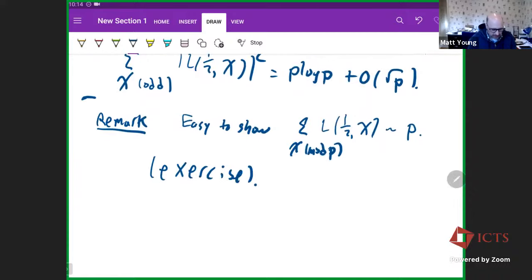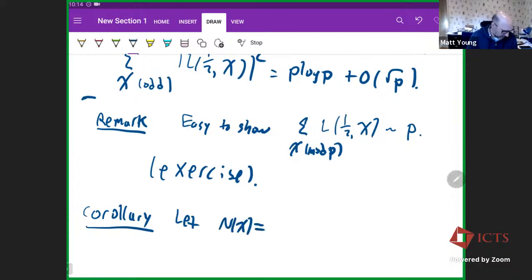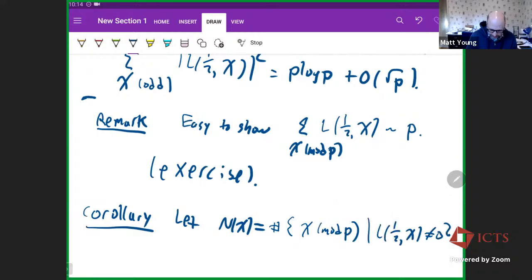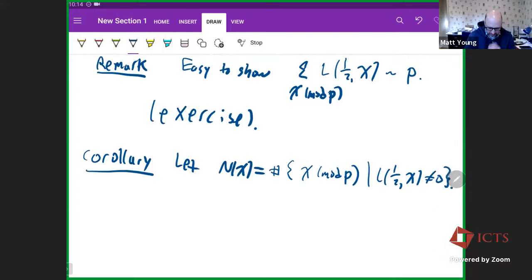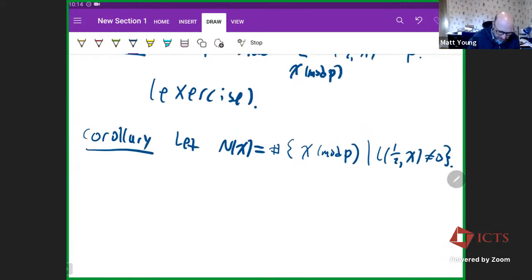This is a good exercise if you've never played around with the approximate functional equation before. But then I'll finish with the following corollary, which we can think of as an application of moments. I've been talking about moments, but I haven't said much about why we care or what they're good for. One thing they're good for is that we can use them to prove non-vanishing of L functions. So let N of P equal the number of chi mod P such that L of a half chi is not equal to 0.